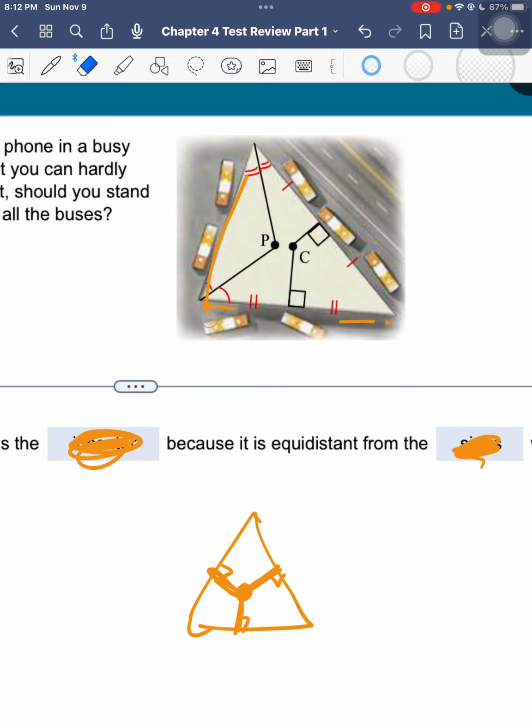So what is my incenter here? Well, I know that my incenter is the point of concurrency of angle bisectors. So where are my angle bisectors? I have one here and I have one here. So what does that make point C? That makes point C my incenter, and that's what I want.